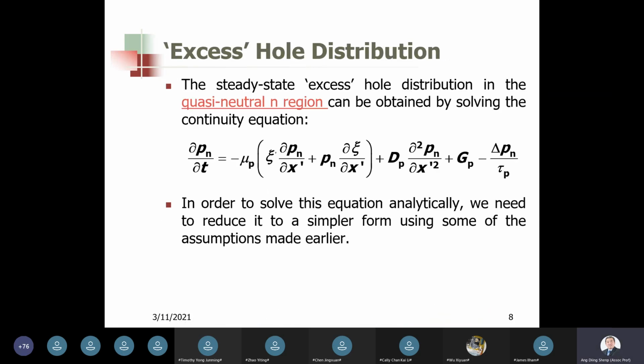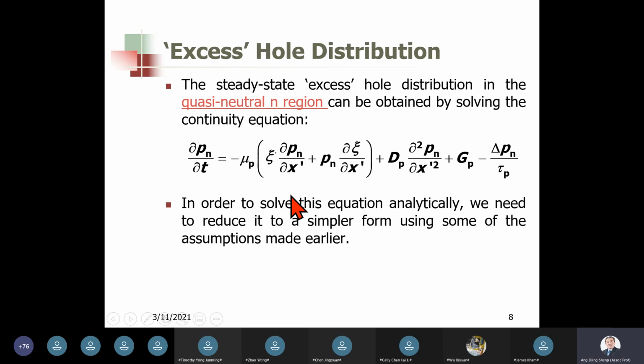Okay, now let me focus on the quasi-neutral n region. So I will show you step by step how the problem can be solved in the quasi-neutral n region by solving the continuity equation for the holes. Right, so this is the continuity equation for the holes. Some of the terms I think you should already know. The term on the left side gives us the change in the hole concentration in the n region with respect to time. And this change must be accounted for by certain physical processes, one of which is the current flow in the semiconductor.